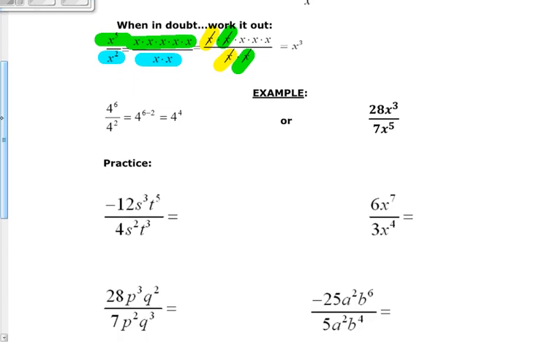Let's focus on this one. Now we're going to have 4 to the 6 and 4 to the 2. So since we have the same base, it's going to stay the same, and 6 minus 2 equals 4.